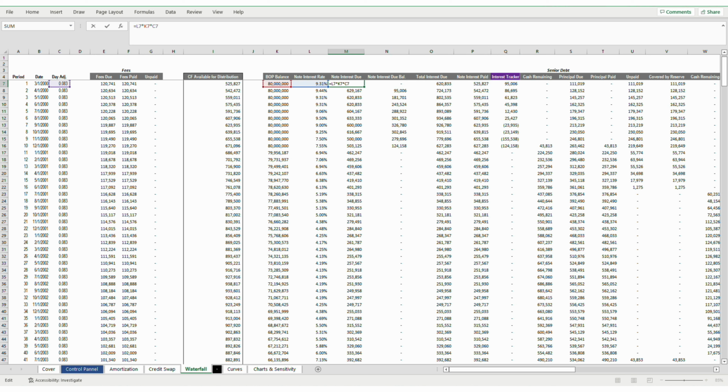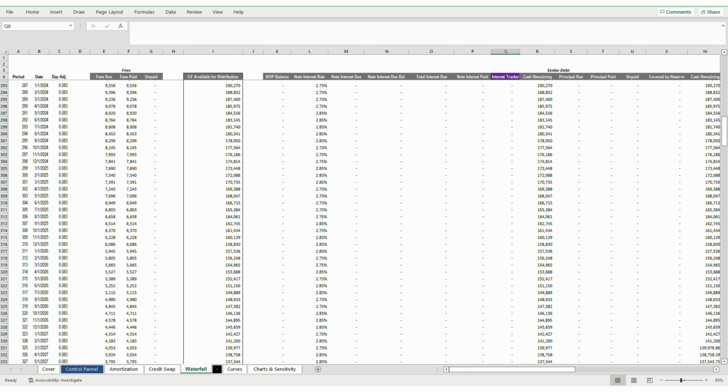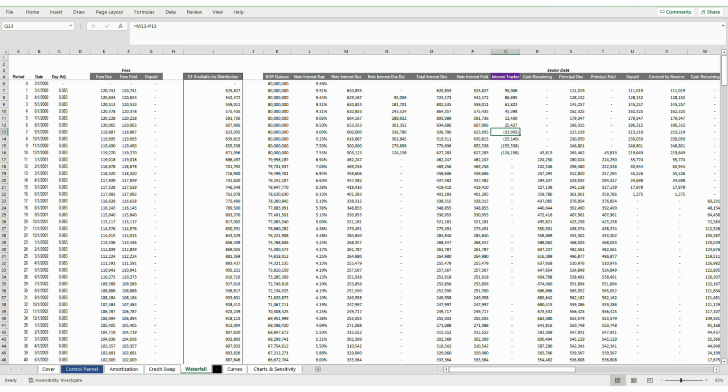I'll show you how the interest works here. In columns M through Q, interest is calculated, accrued if not paid off in the previous period, and then paid off with the cash flow available for distribution. This interest tracker here zeroes out when all unpaid interest has been settled. A negative number in the tracker means that the interest balance is being paid down, whereas a positive number means that the interest balance is growing. Cash remaining, column R, is simply the difference between cash flow available for distribution and the interest paid to the senior tranche, which concludes the first waterfall.